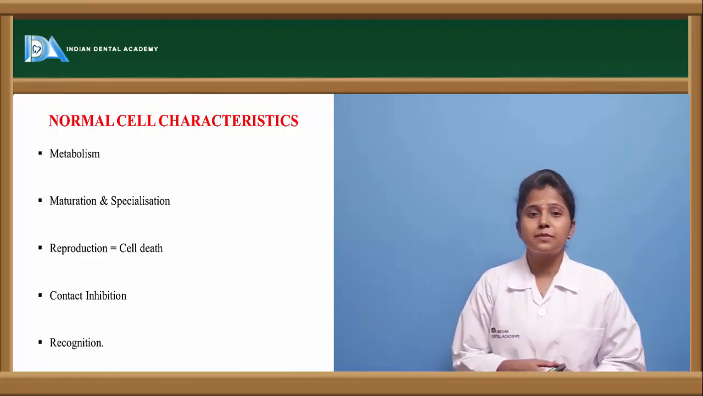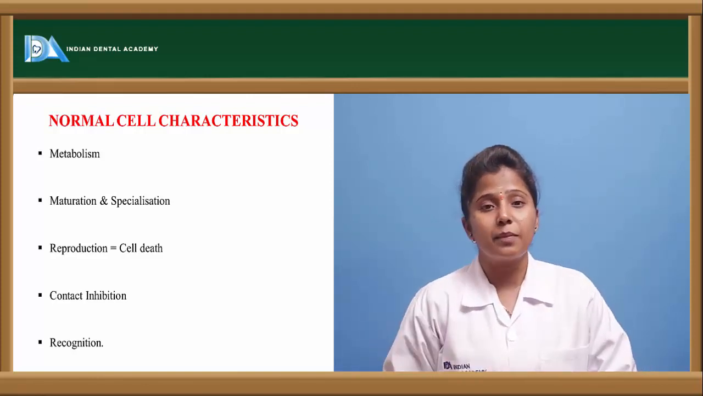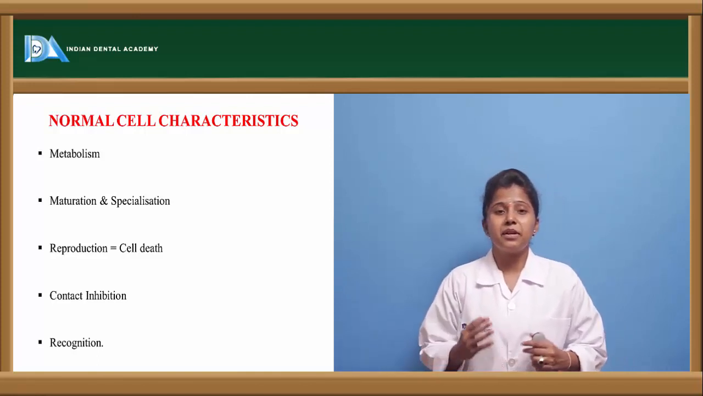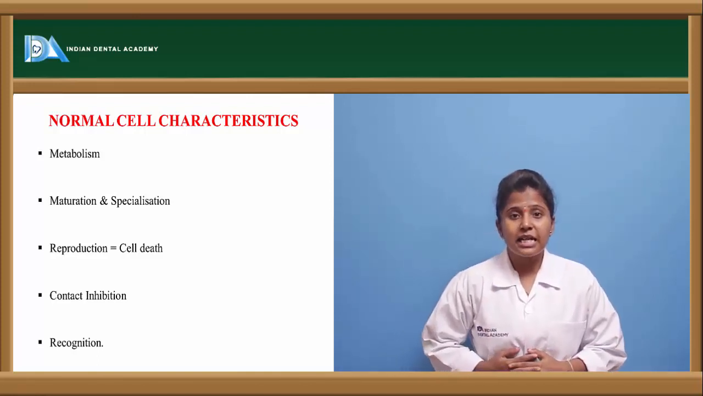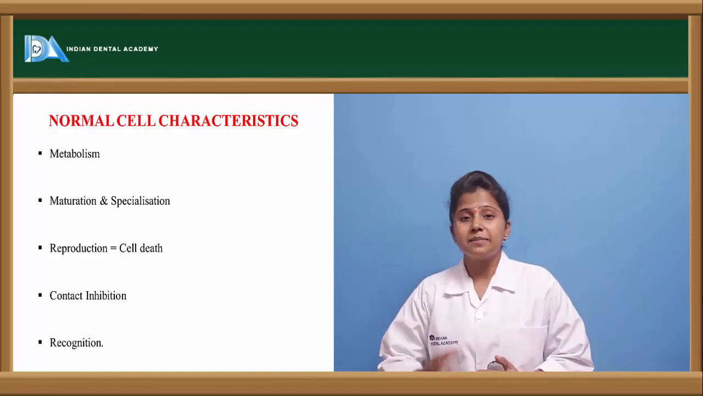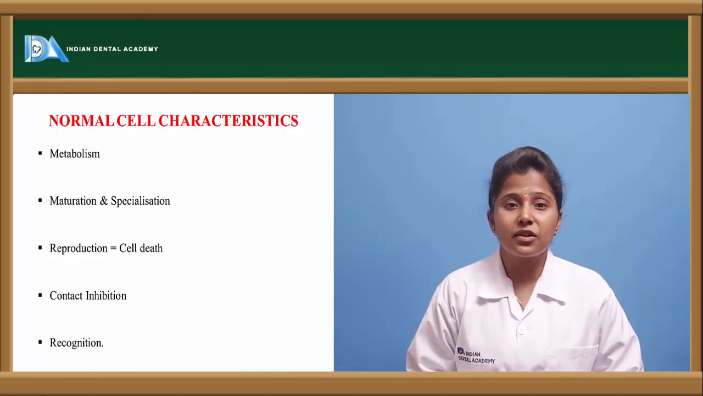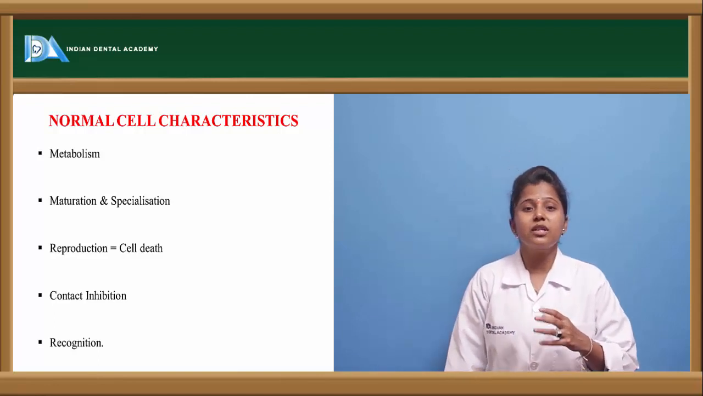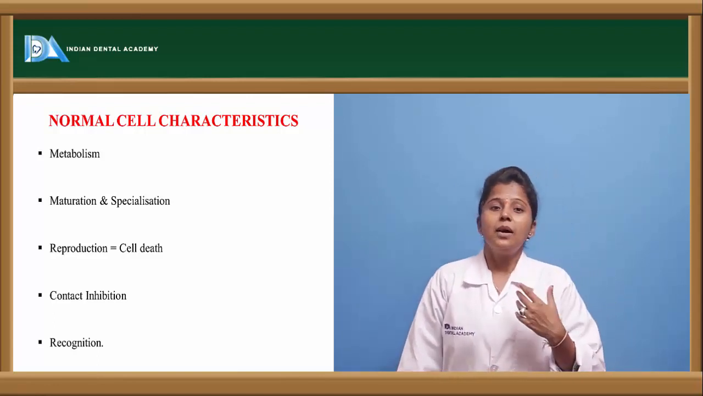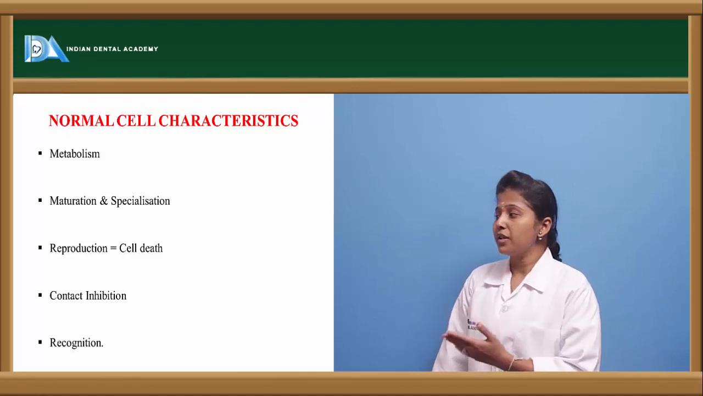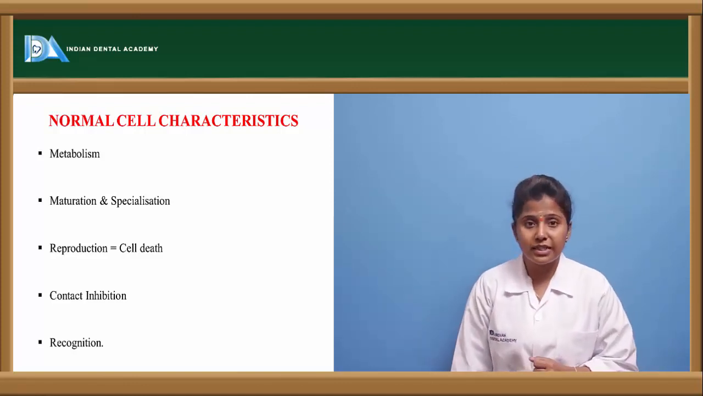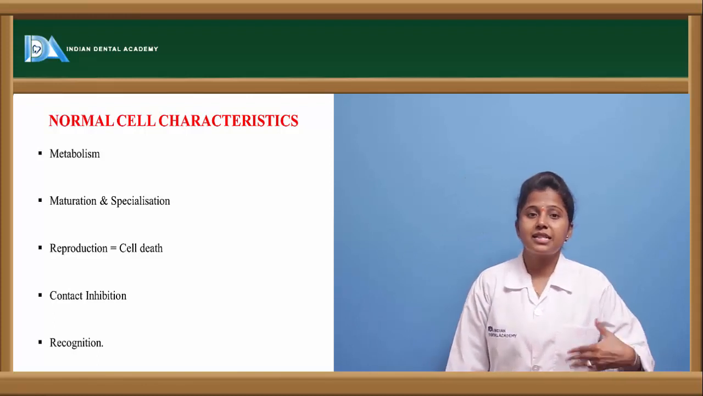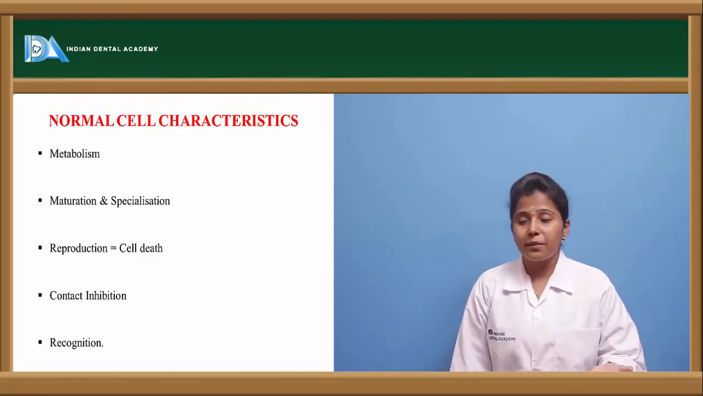And maturation and specialization. The cells undergo replication, and thereby they form different cells. For example, liver cells are called hepatocytes, and the cells of the heart are called cardiocytes. Even the cell names are given based on the location, or the place where they are formed. So maturation and specialization of the cell is one of the characteristic features of normal cells. And reproduction: the cells will replicate, forming new cells.